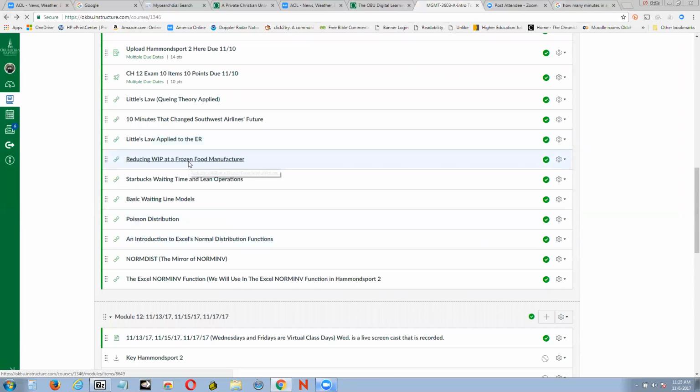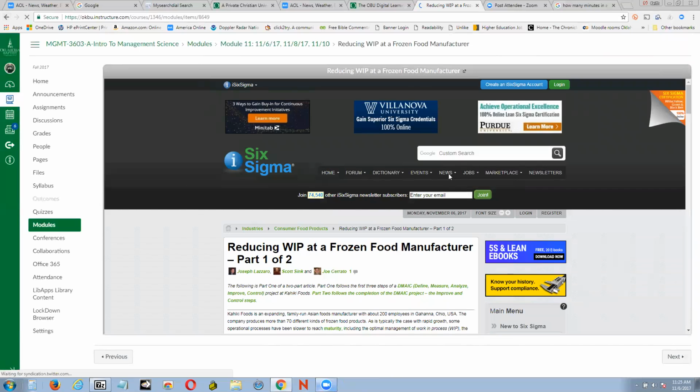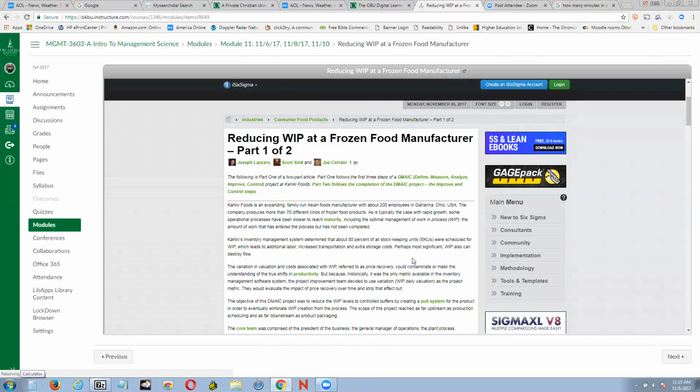There's also here is another one of those, and I try to provide you some real world examples. This is from Six Sigma again, where they talk about reducing the work in process at a frozen food manufacturer. The more work you have in process, the greater your cost, because you've got more stuff you're working on. And the whole idea today is this notion of what we call lean manufacturing, reducing the work in process so that we make just what we need, not too much, not too little.